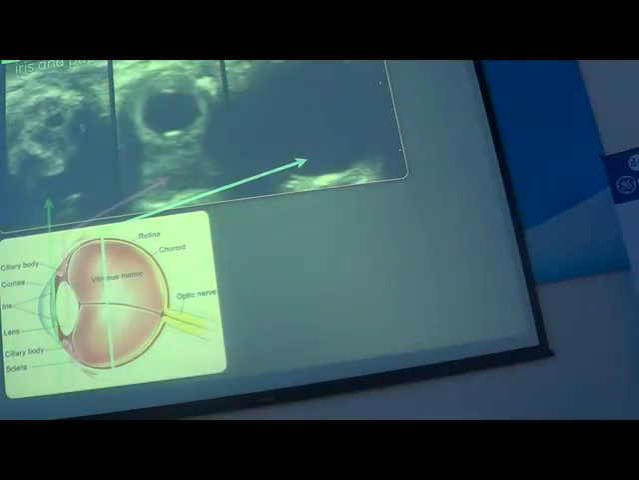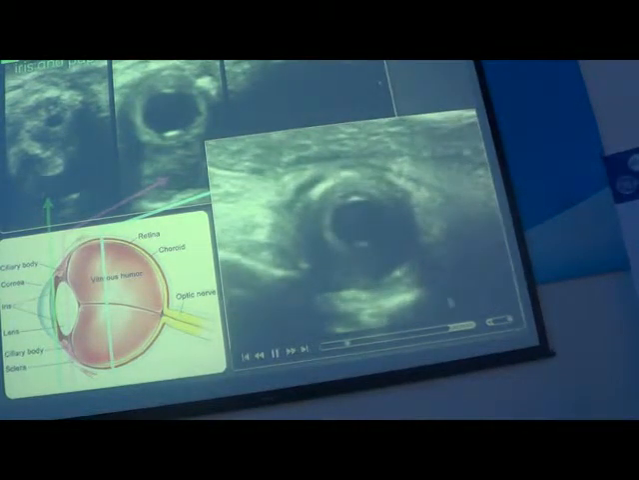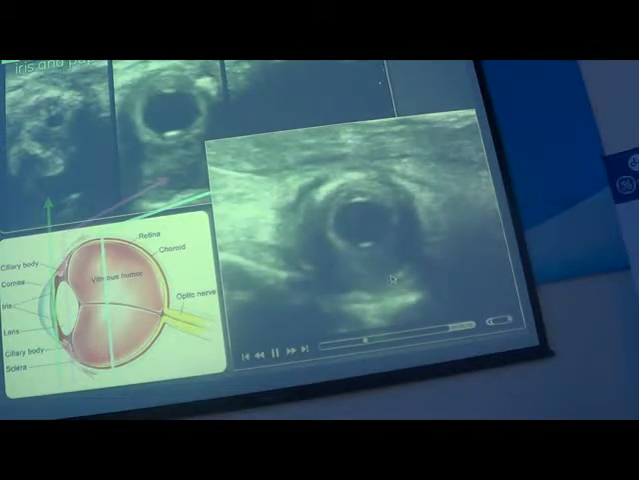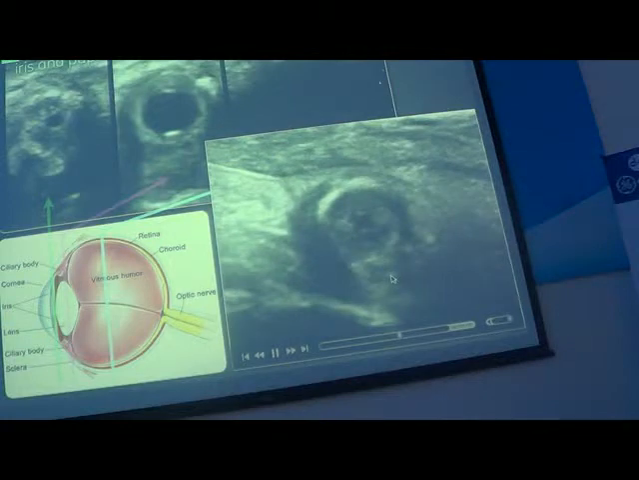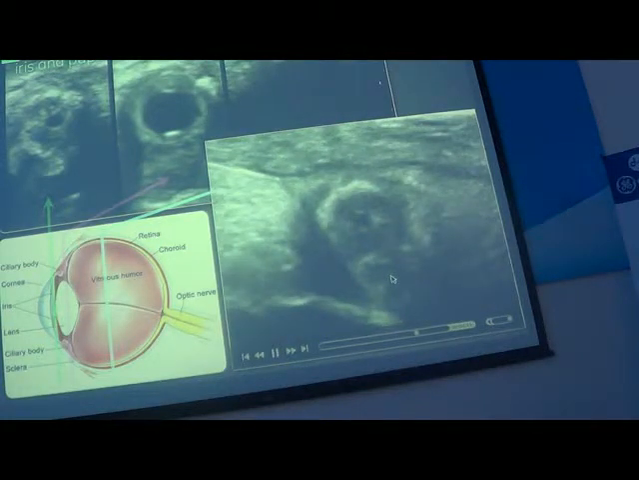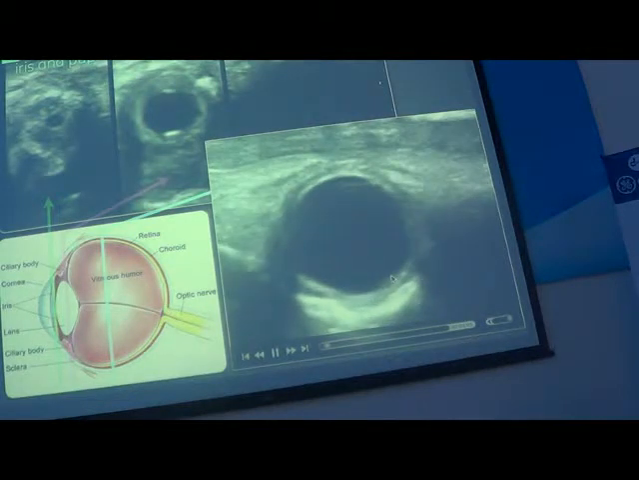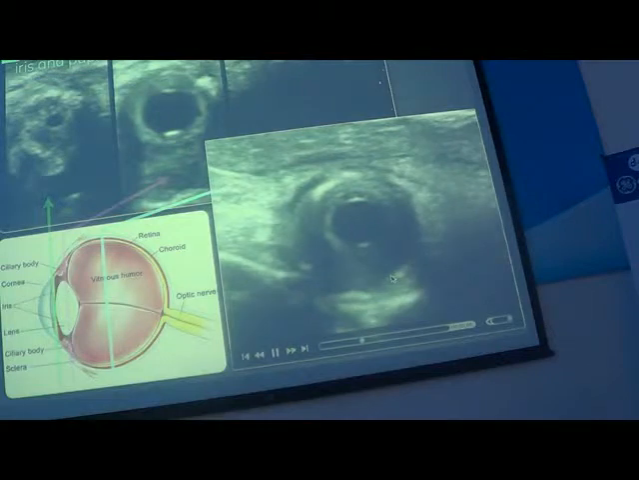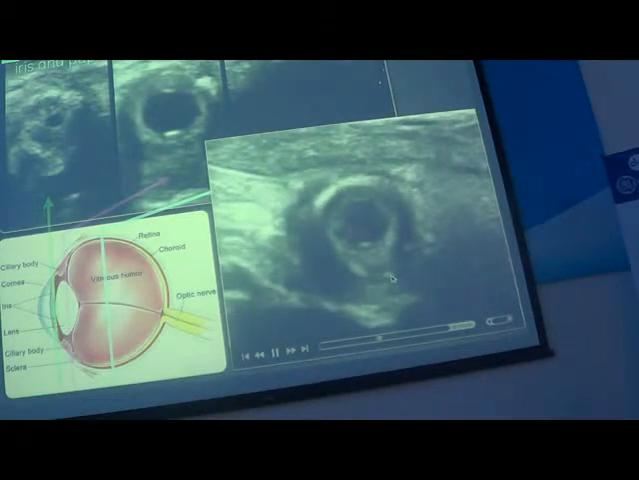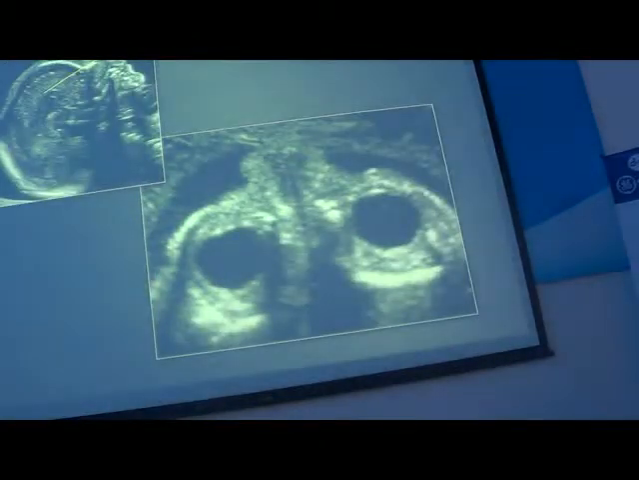And iris and pupil. And you can see here with the video, we move from the deep to the superficial part. But you can obtain this only by using a high frequency probe, a linear probe.